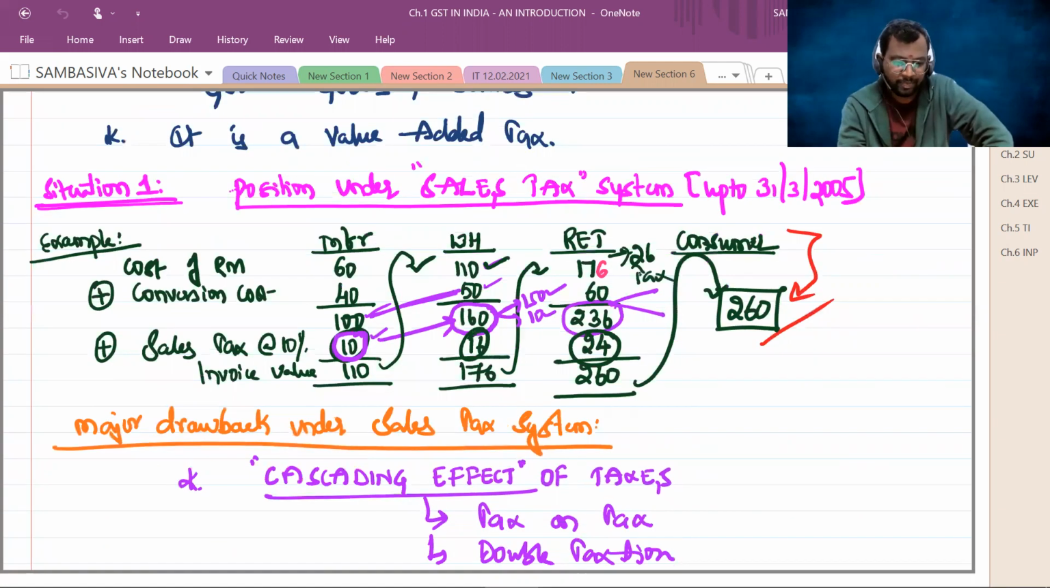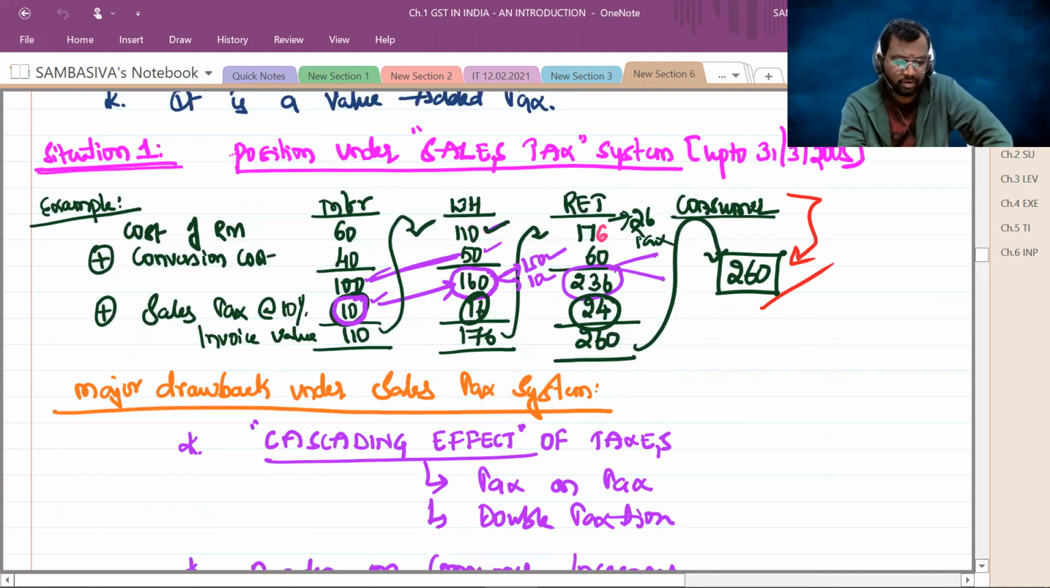So here you can observe manufacturer, wholesaler, retailer, consumer. We have taken an example: cost of the raw materials, add conversion cost, then sales tax, invoice value. Here at the manufacturer level, the invoice value comes out to be 110 rupees. The wholesaler in his books of account will record it at 110 rupees. Then at his stage, conversion cost 50 rupees, totally 160. Add sales tax at the rate of 10%, 16 rupees, totally 176 will be the invoice value.